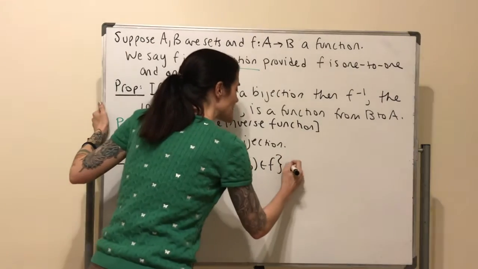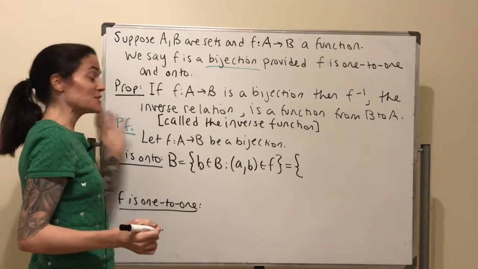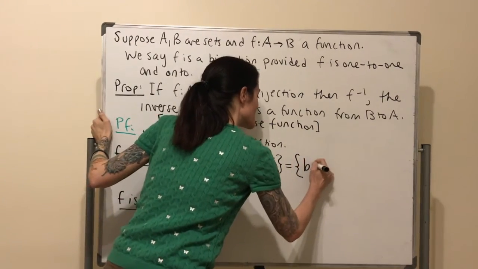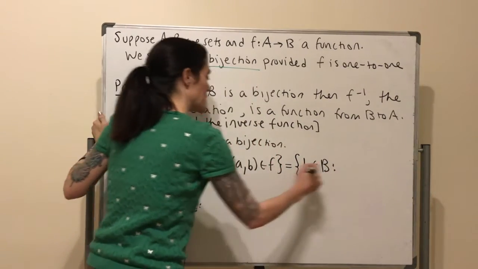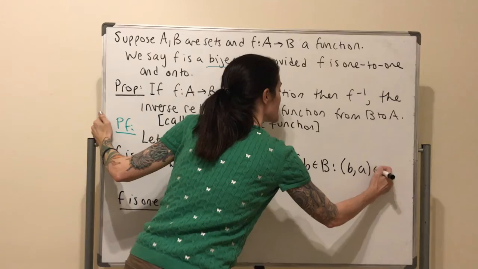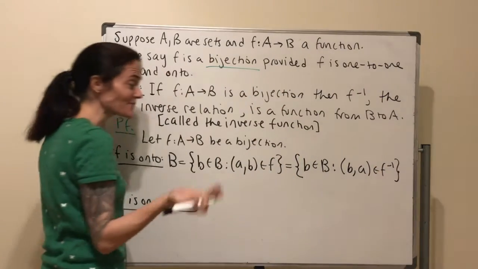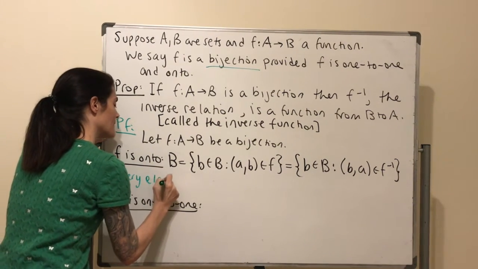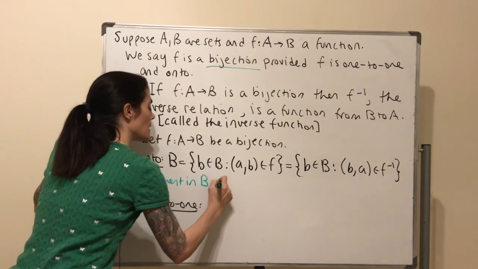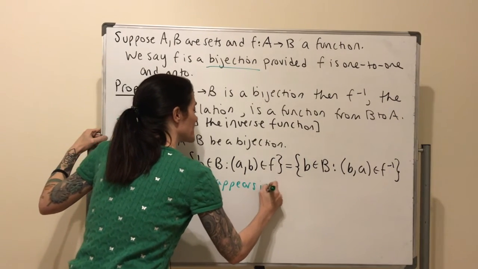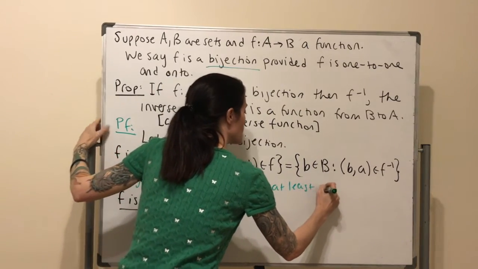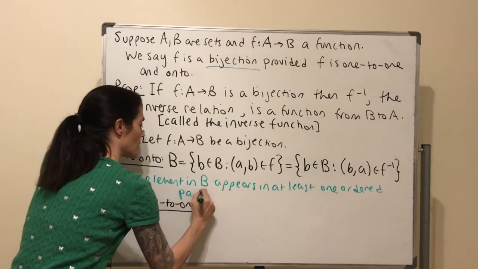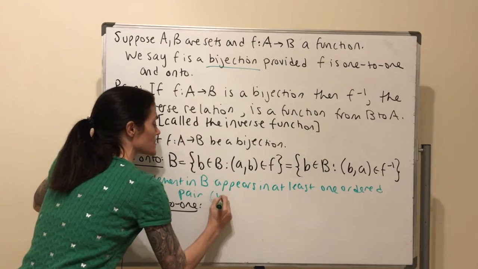Now, if we write this in terms of f inverse, we would interchange pairs. So this is also the set, I'm just writing it differently, of b in B such that (b, a) is in f inverse for some a in A. And this says that every element in B appears in at least one ordered pair, say (b, a), in f inverse.